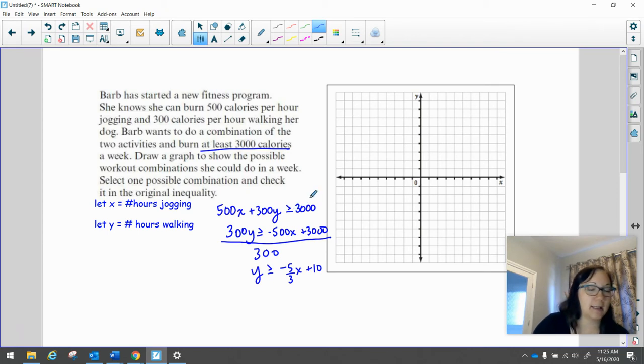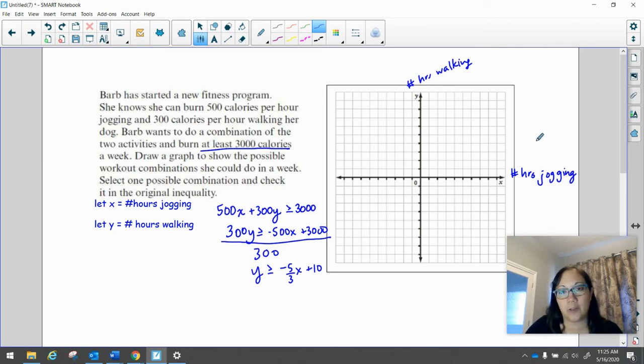So I'm going to go ahead now and graph that. So Y was number of hours walking, and X was number of hours jogging. And again, are we going to have negative values? No, we're not going to say somebody walked -2 hours. That doesn't make sense. So there should be nothing in these quadrants. Everything should be here in the quadrant where our X and Y values are both positive.